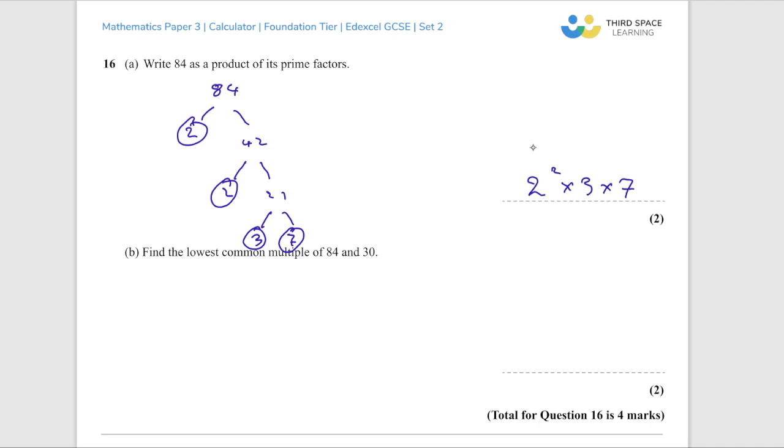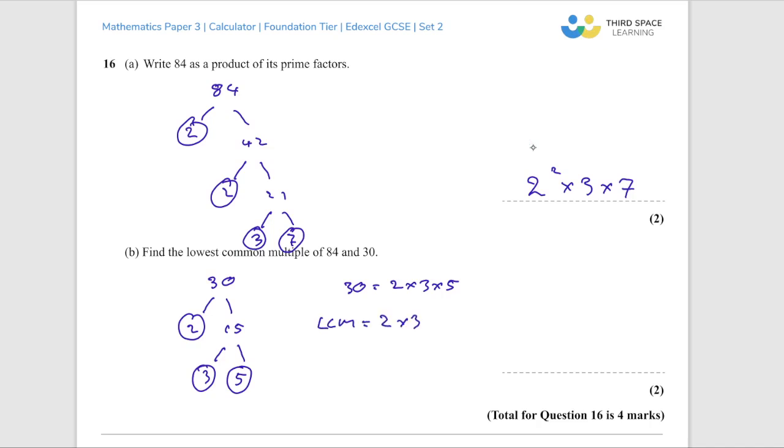And then find the lowest common multiple of 84 and 30. So I also need to break 30 down into its prime factors. So 2 and 15, which is 3 and 5. 30 is going to be equal to 2 times 3 times 5. Actually, if I put them into Venn diagrams, the factors they have in common go in the intersection. So they've got a 2 in common and a 3 in common.